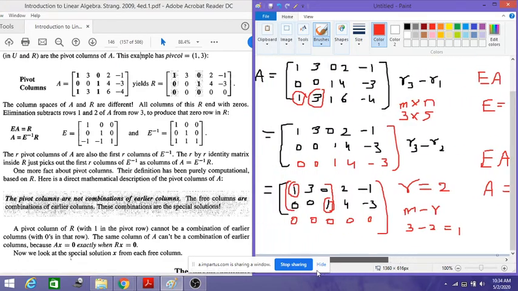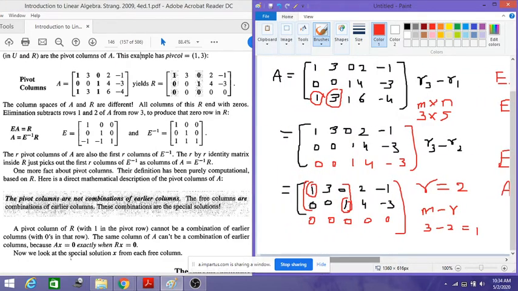If you see in the reduced form, so this is the reduced form here. The pivot columns are not combinations of any earlier columns, so they are independent, and the free columns are combinations of the earlier columns. If I multiply column 1 by 3, I get column 2. If I multiply 2 to column 1 and column 3, these being my pivot columns, I get column 4. And if I multiply minus 1 and minus 3 to column 1 and 3, I get column 5. So that is what this definition says.